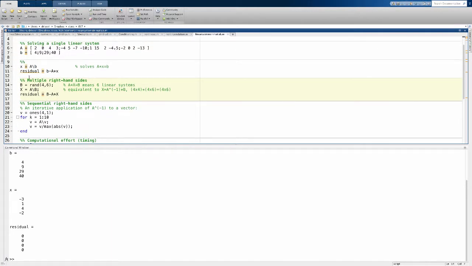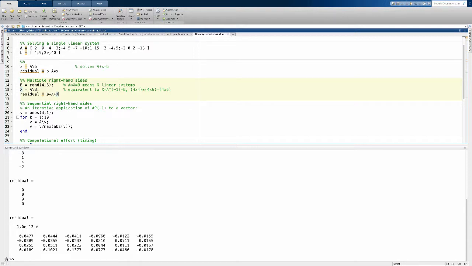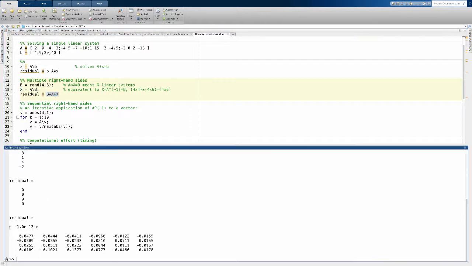Okay, if you want to do multiple right-hand sides and you know all the right-hand sides, you can do that in one go. So here's a 4 by 6 matrix. Each column of this 4 by 6 matrix defines a new linear system. So in other words, it's A times x equals b, where each little b is one of the columns of this capital B. So there are 6 linear systems to solve, and it's the same syntax. And now you see that the residual, the difference between the two sides of what's supposed to be an equality, is small. It's comparable to the machine precision.